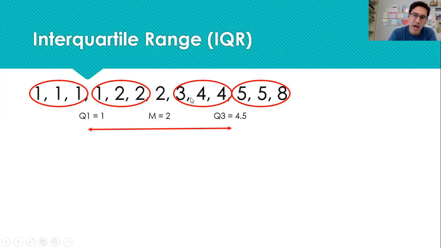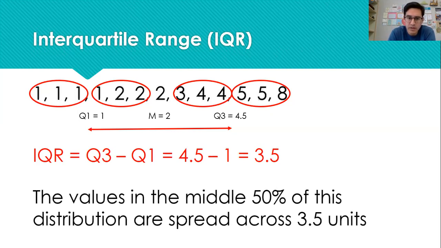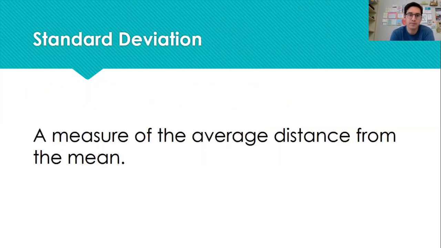So we're going to look at the gap or the distance between the quartile marks. Okay, so from 4.5 to 1. So Q3 minus Q1 is the formula. In this example, it'd be 4.5 minus 1, so 3.5. Okay, so the range or spread of the middle 50% of the distribution is across 3.5 units. The values of the middle 50% are spread across 3.5 units.